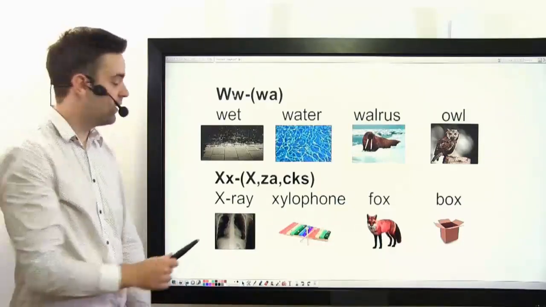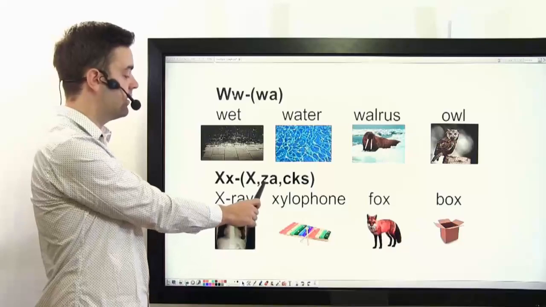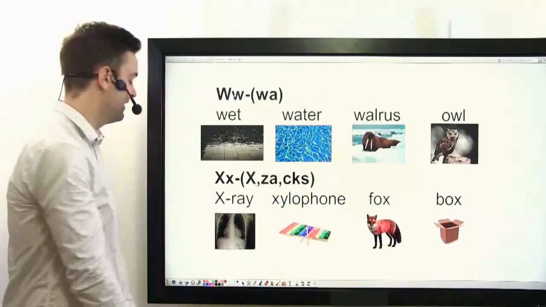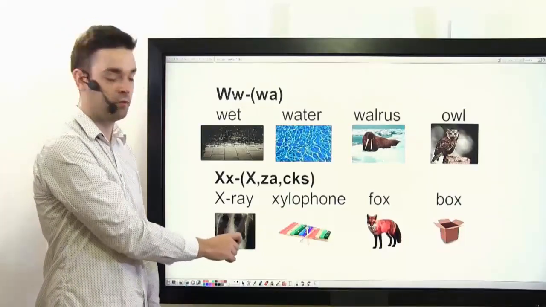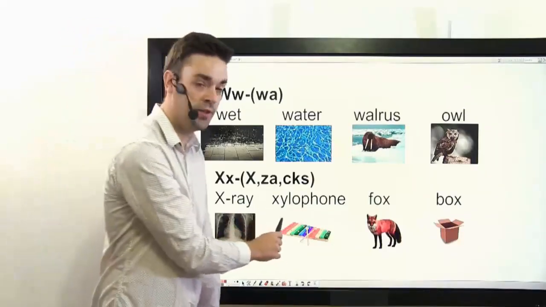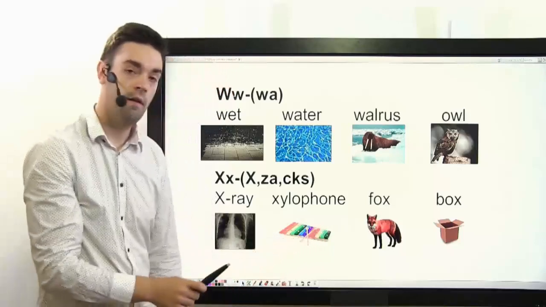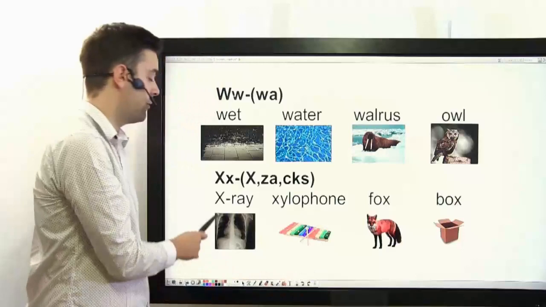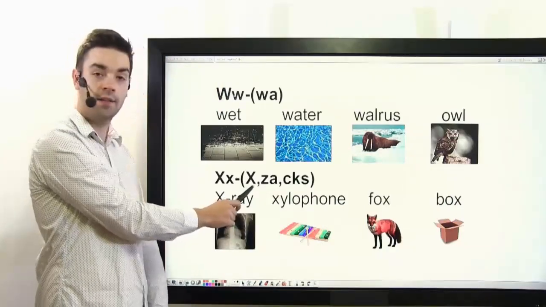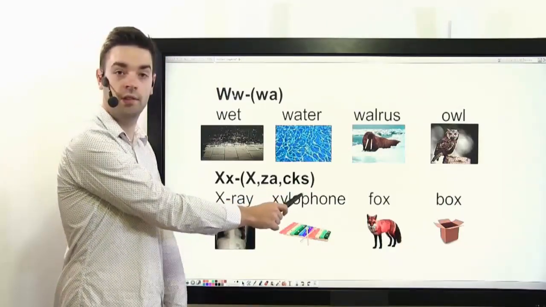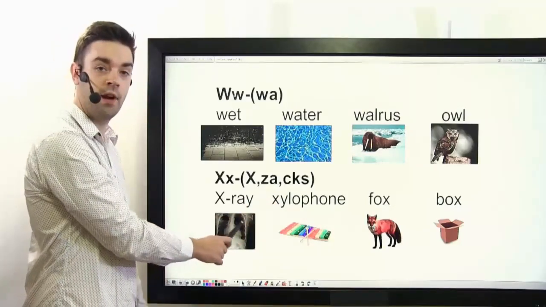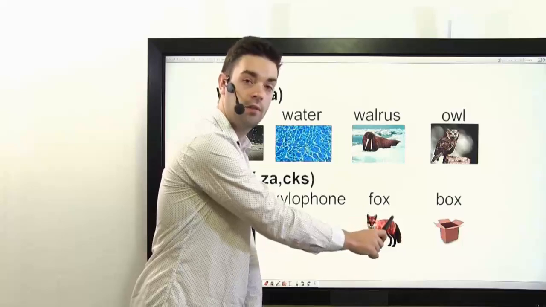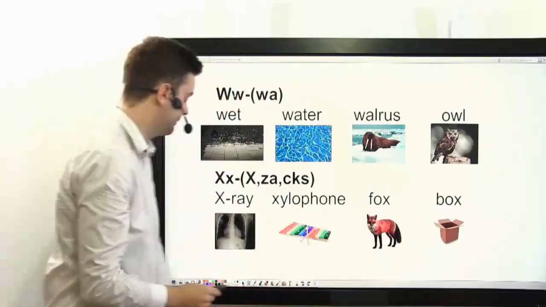X, so it can be X, Z, or X. So, X-ray, xylophone, fox, box. So, X can be X, Z, or X. X-ray, xylophone, fox, box.